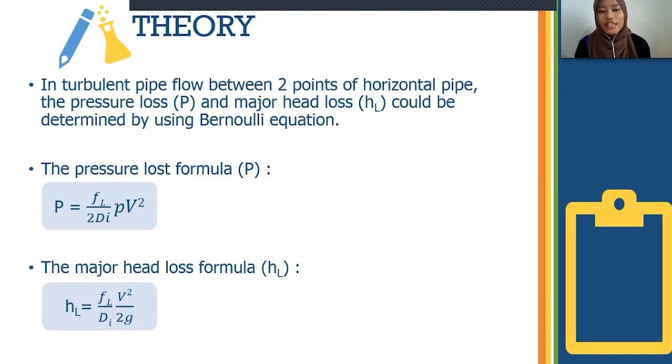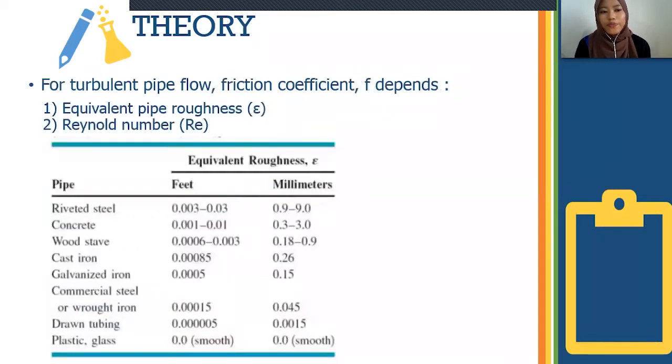The first one is the pressure loss formula, which is P is equal to the friction coefficient over inner diameter times 2 times the density of flowing medium times the velocity of flowing medium. And the second formula is the major head loss formula, which is HL is equal to the friction coefficient over inner diameter times the velocity of flowing medium over 2 times the gravity constant.